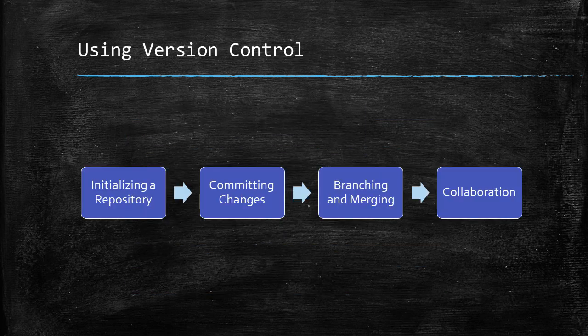Using version control involves the following process cycle: initializing a repository, which requires creating a repository for your code. Committing changes, it is about saving changes to your code and creating a new version. Branching and merging, creating a new branch to experiment with changes and merging it back into the main code base. Collaboration, that is working with other developers and resolving conflicts.